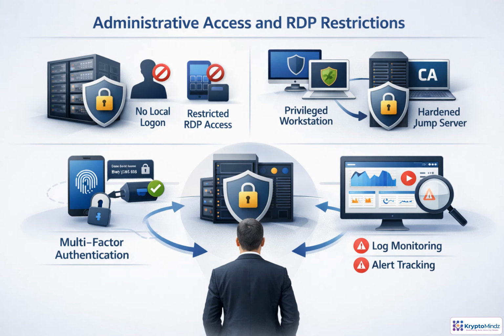Administrative access to a certification authority should feel exceptional, not routine. Define a very small, explicit group of PKI admins and give only them local logon and RDP rights. Require them to use privileged workstations or hardened jump servers, never everyday laptops. Layer in multi-factor authentication wherever the path supports it. Then continuously monitor interactive and failed logons and any changes to those privileged groups so misuse is detected quickly.